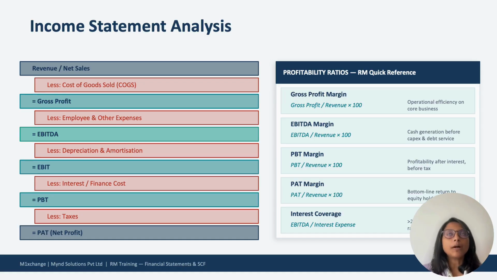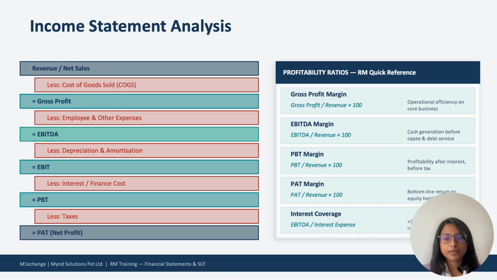Now suppose a company is generating an EBIT of 20 crores and it has to pay, again, an interest expense of 20. So what is my interest coverage? It will be 1x, right? So the company is just there to pay its interest.